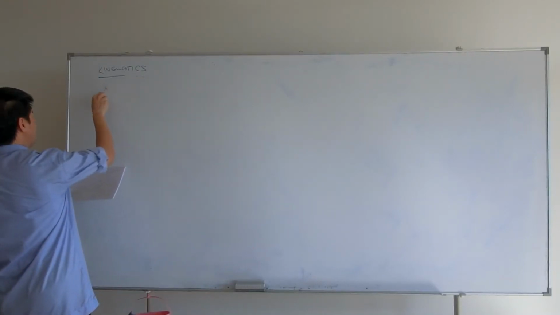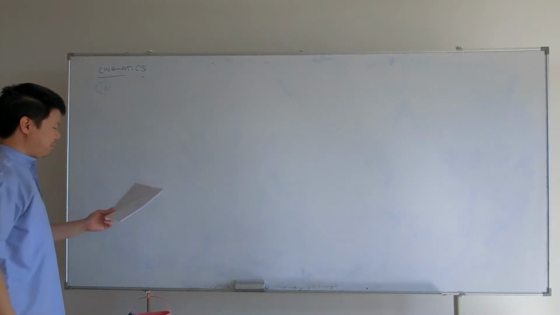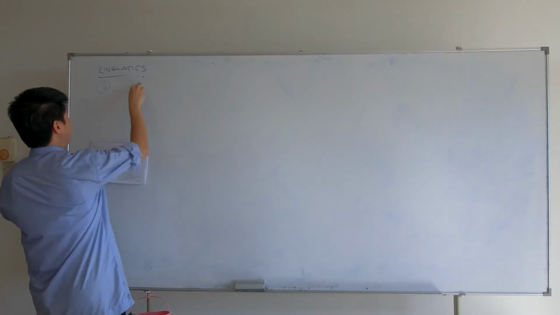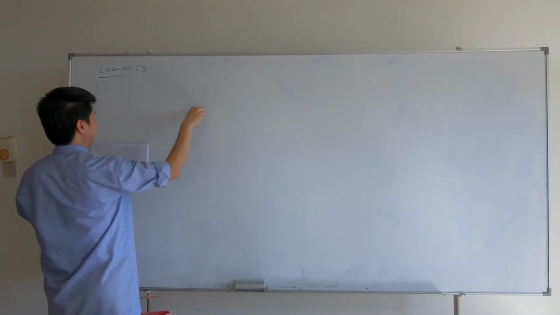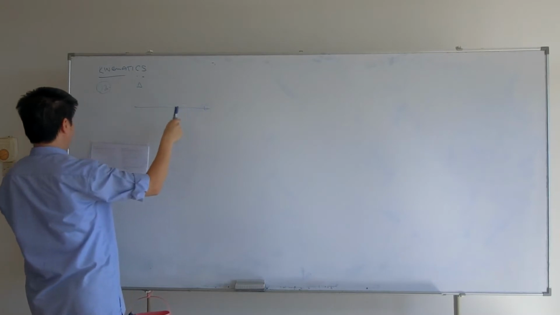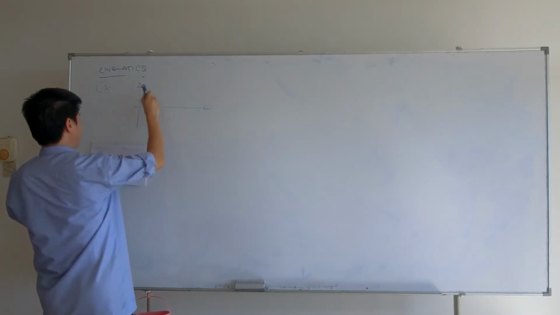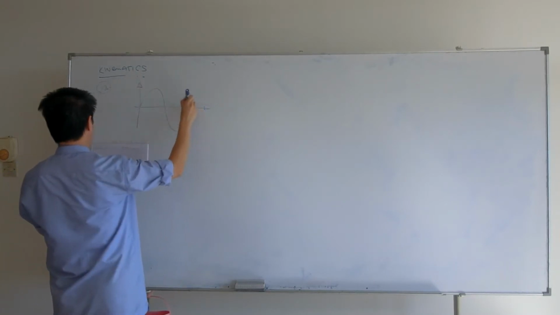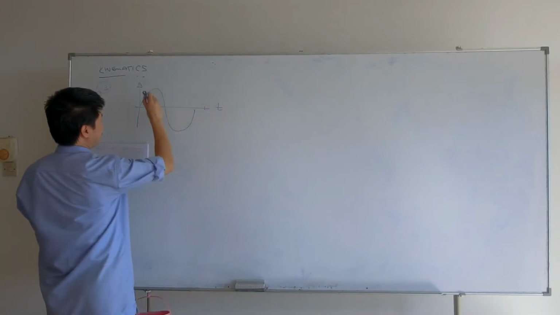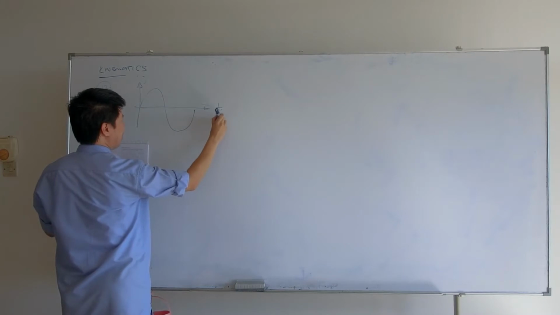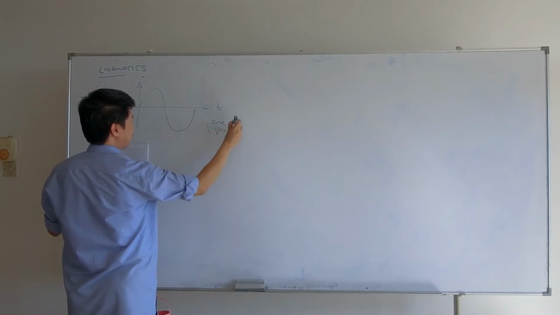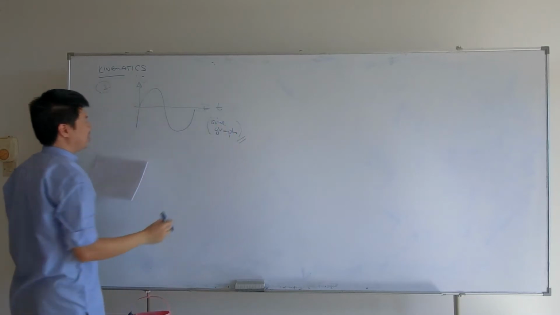So, question 13. The graph shows how the velocity of the object moving in a straight line varies over time. So you have a graph that looks like this, which for the maths fans, you can actually view this as a sine graph. Feel free to actually check out what sine graph is.